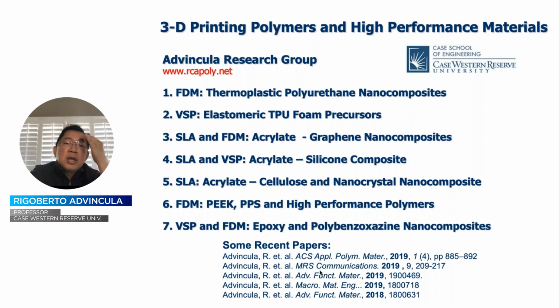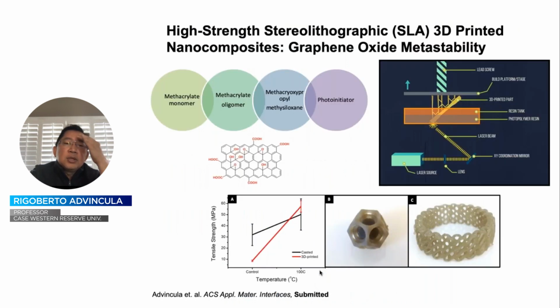And we have published quite a bit since 4 years ago. So one of the first papers that we published was based on using graphene oxide and SLA. To make a long story short, the addition of graphene oxide strengthened the parts, the thermomechanical property of the parts that we produce, as shown in these various geometries.